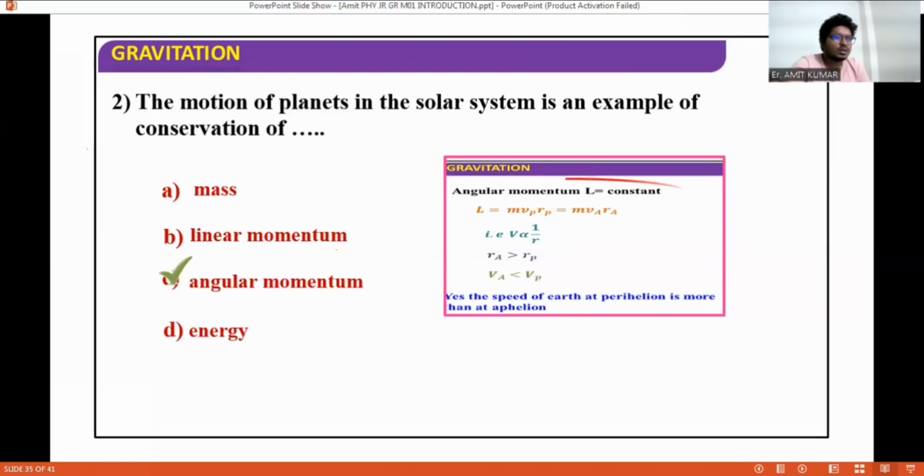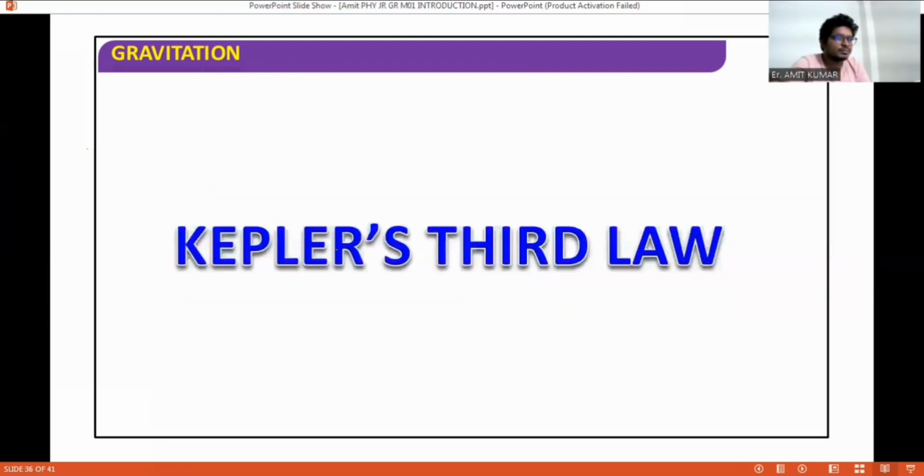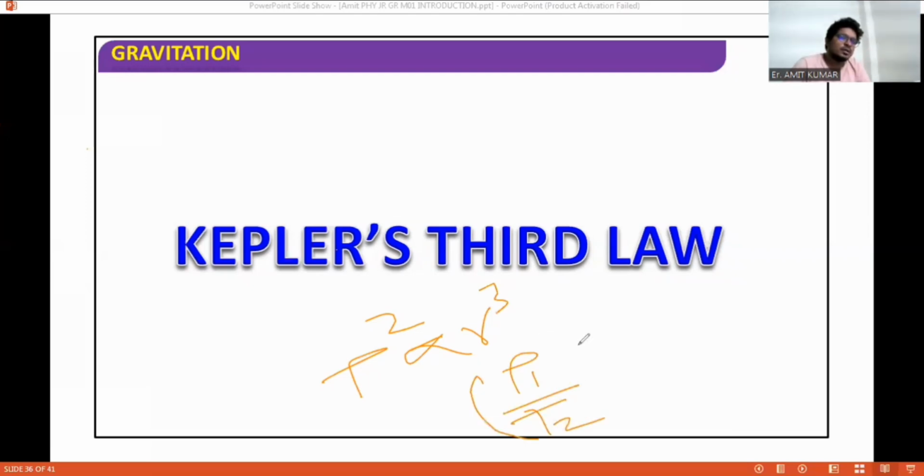So the last law: T square is proportional to R cube. Kepler's third law. T square is proportional to R cube, which means that (T1 by T2) squared equals (R1 by R2) cubed.